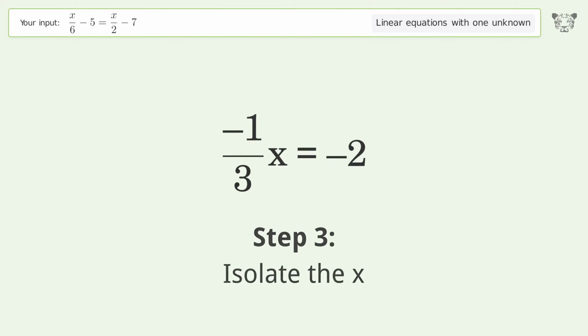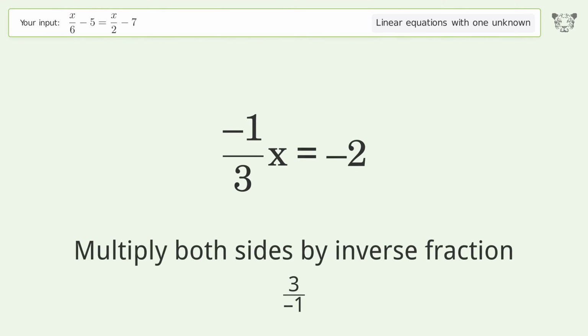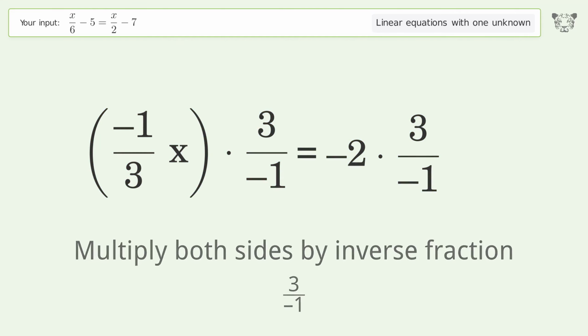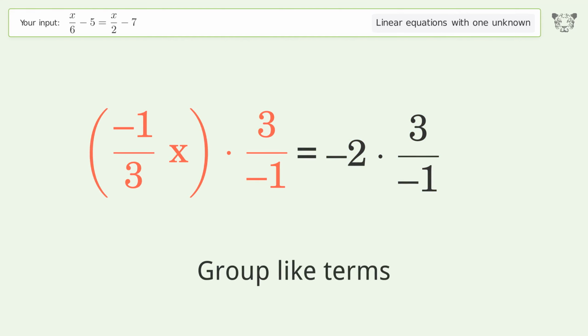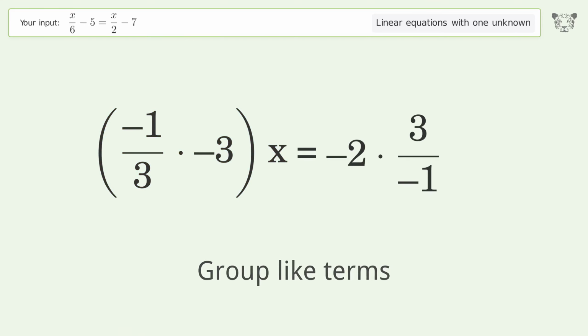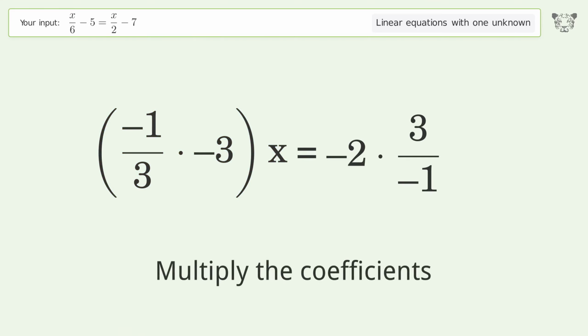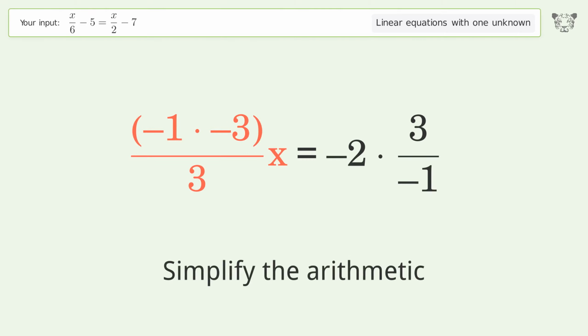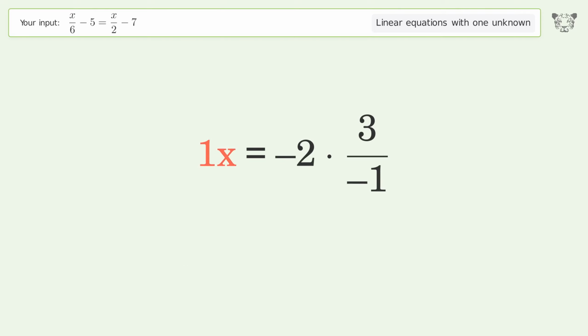Isolate the x. Multiply both sides by inverse fraction 3 over -1. Group like terms. Multiply the coefficients. Simplify the arithmetic. And so the final result is x equals 6.